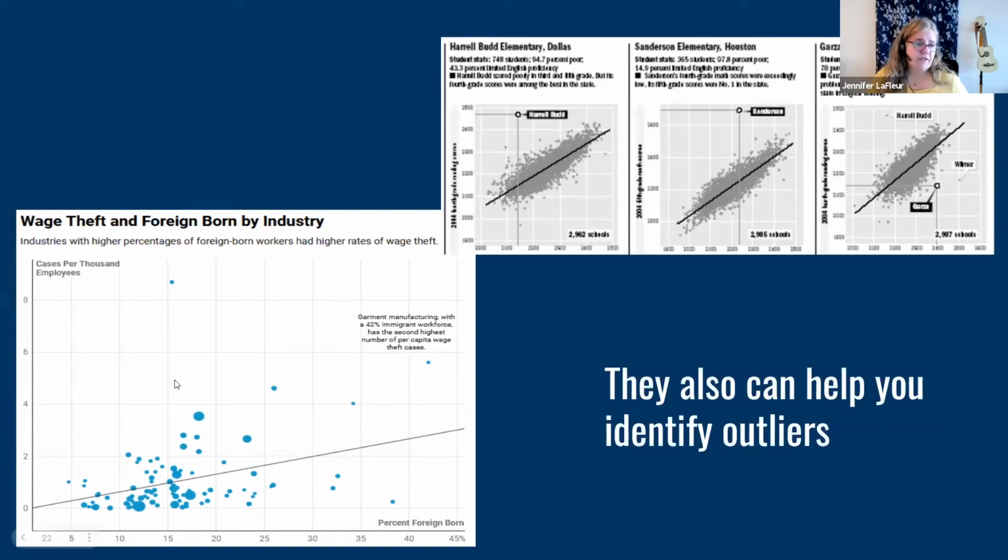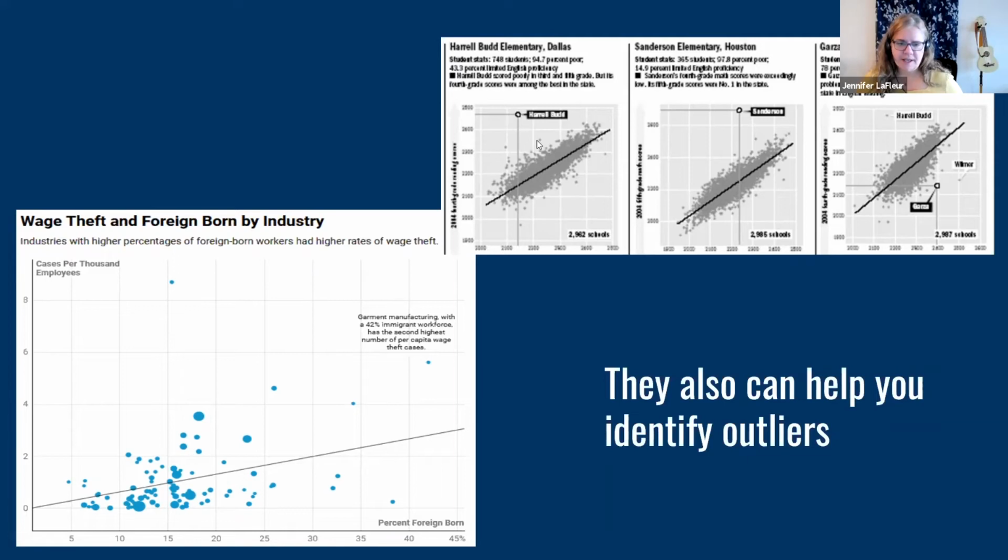So this one on the bottom left is one we recently used to look at foreign-born workers and wage theft, which is when companies aren't properly paying people, and there's actually a complaint filed and a case against the company for stealing wages from the workers. We were focusing on the garment manufacturing, which is way up here. But we had some outliers too that we later examined, just to make sure that the data was really tracking what we thought it was. So visually, that's an easy way to find those.